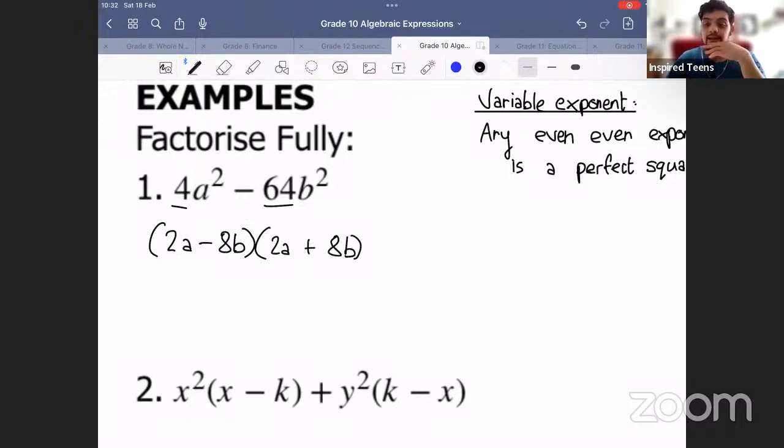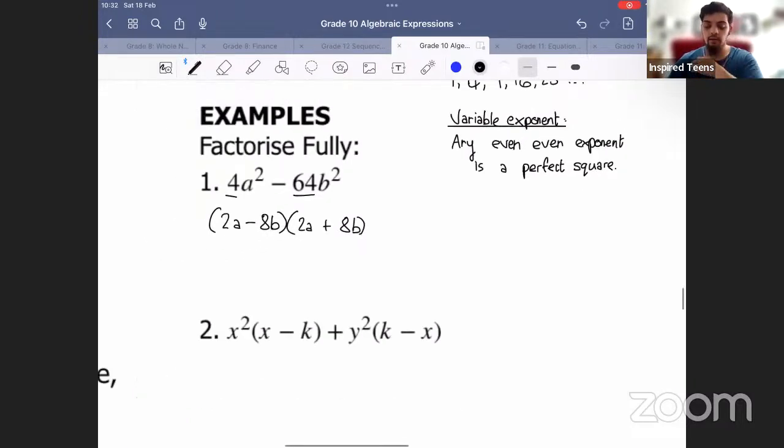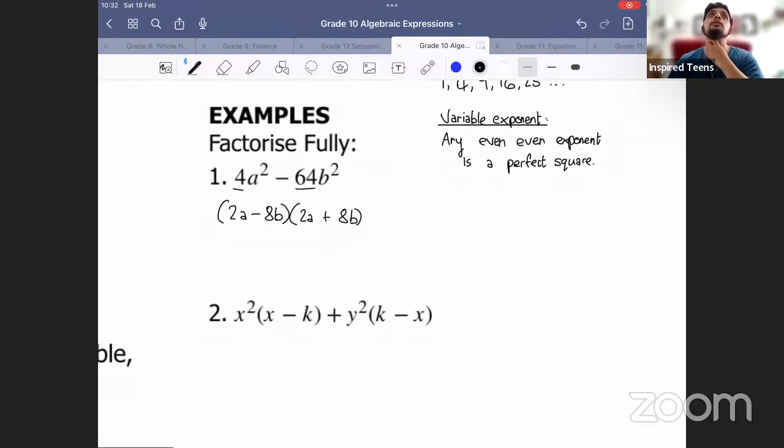No, variables aren't the same. Could you please rephrase? I'm not sure exactly what you mean. Do you mean about a squared and b squared? They don't have to be the same as long as each individual term is a perfect square. Then you are doing the difference of two squares. Okay, I got you.